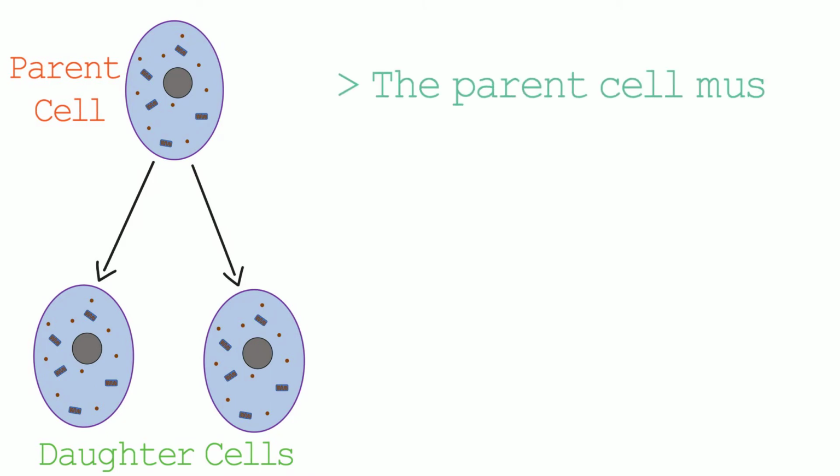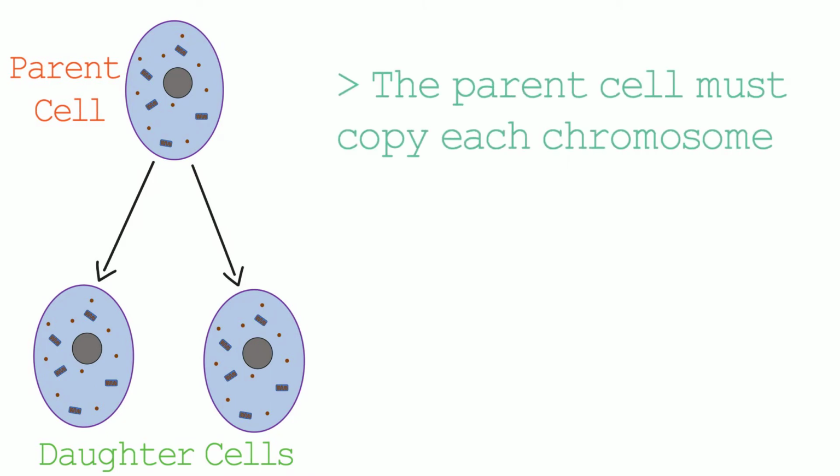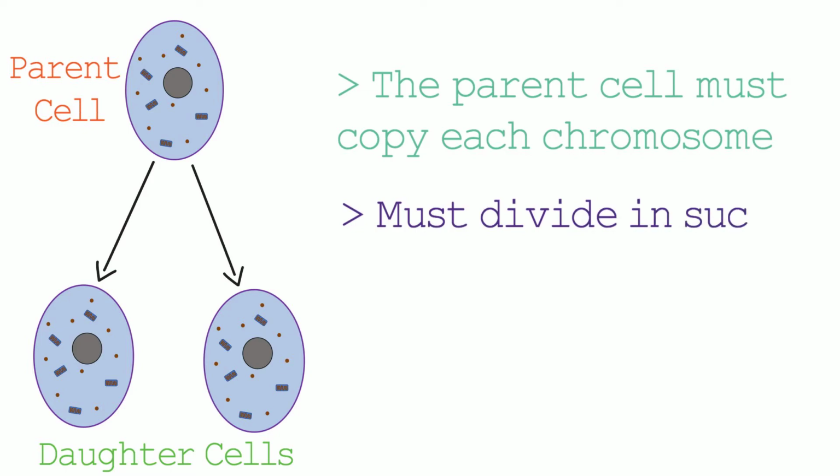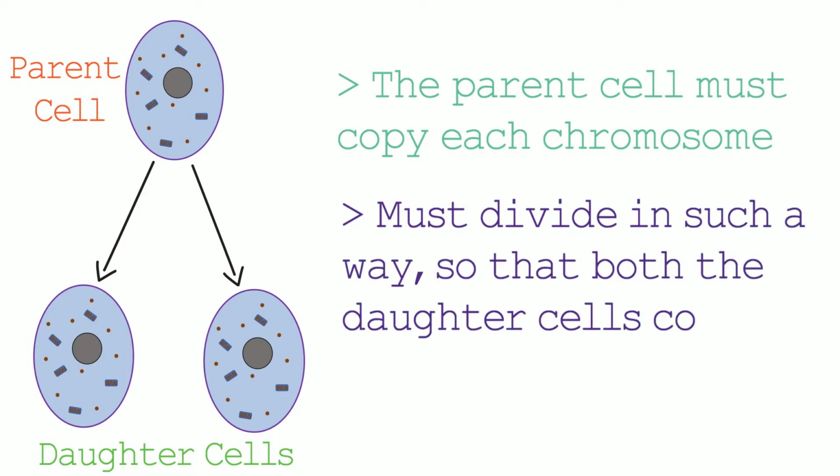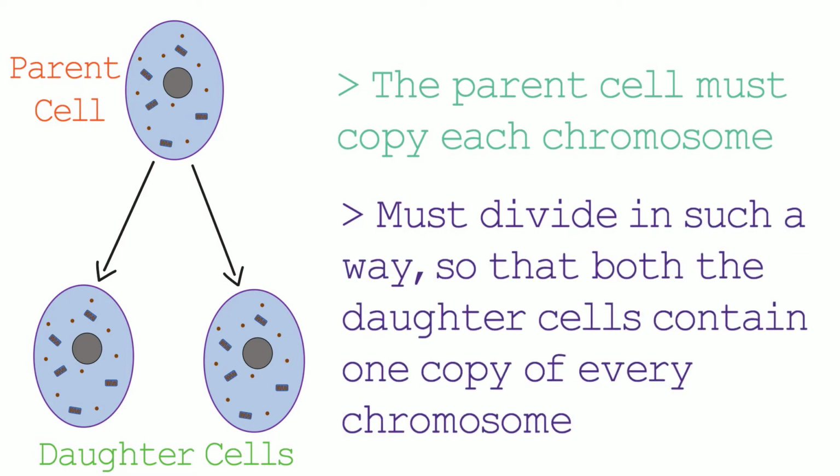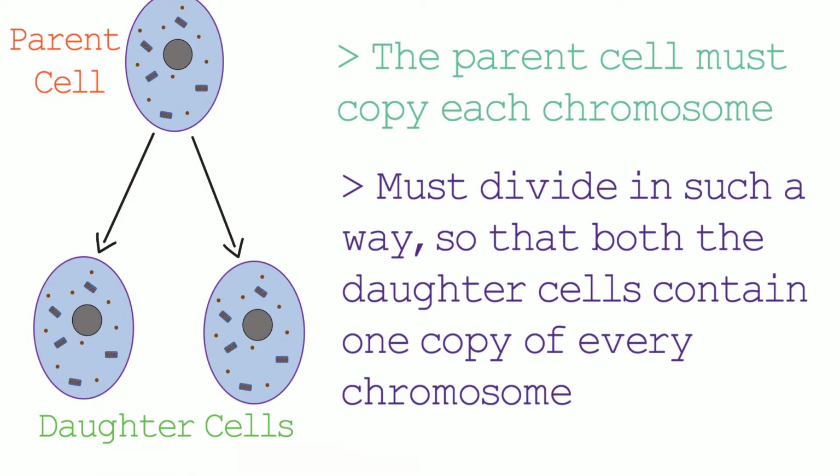Firstly, the parent cell must copy each chromosome before it divides, and it must divide in such a way so that both of the daughter cells contain 1 copy of every chromosome. If the parent cell did not copy all of the chromosomes, or it didn't split correctly, it would mean that the daughter cells would not be identical to the parent cell, and they won't contain all of the necessary genes. So that's a general overview of what mitosis is. Now let's have a look at mitosis in more detail.